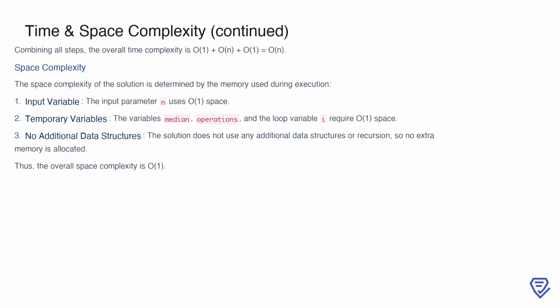Now let's consider space complexity. The space usage in this solution is minimal. The input variable, n, occupies constant space, or O(1). Temporary variables such as the median, the operations accumulator, and the loop variable also require only constant space. Importantly, this solution does not use any additional data structures or recursion, so no extra memory is allocated beyond these variables. As a result, the total space complexity is constant, or O(1). This efficiency highlights the elegance of the approach in both time and space utilization.